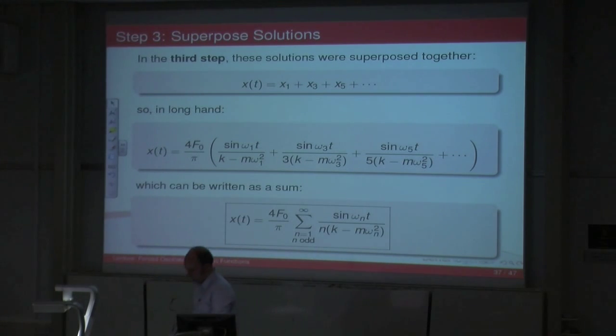Okay. So step 1, find the Fourier series of the forcing function, if it's not already given to you. Step 2, find the solution for each one of those harmonics, for each value of n. And step 3 is add them all up together to get the complete solution. Is that clear? Yeah? Okay.